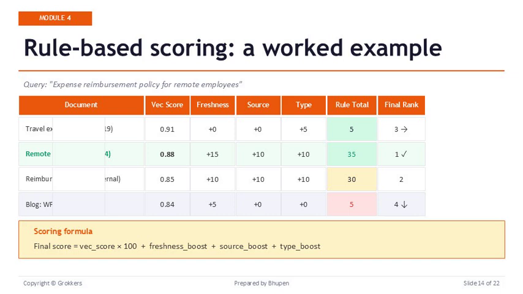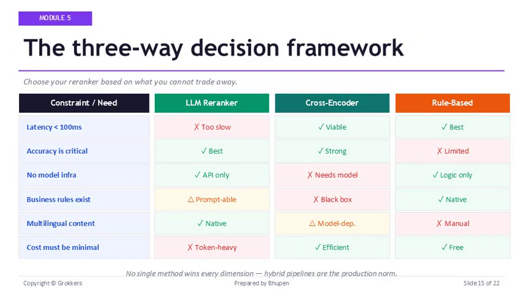Now that you know all 3 approaches, the big question becomes, which one do you actually use? This is the slide I want you to photograph, because it is going to save you hours of architectural debates. Think of choosing a re-ranker like choosing the right tool from a toolbox. You would not use a sledgehammer to hang a picture frame. If your hard constraint is latency under 100 milliseconds, the LLM Reranker is out immediately. It is simply too slow. Cross-encoders and rule-based are your options.